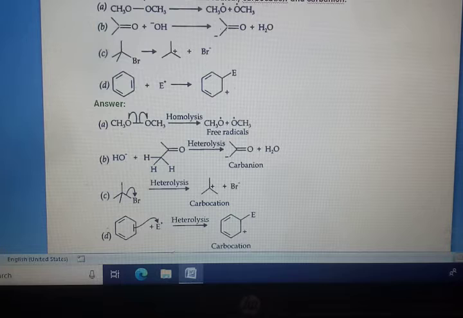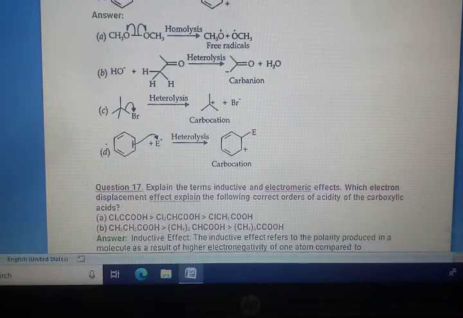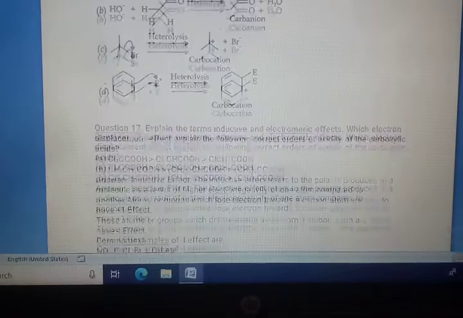And in the last, benzene plus 1 electron you have given, so this 1 electron will again give a positive charge on it, so it will be known as a carbocation. Now we are moving towards question number 17.